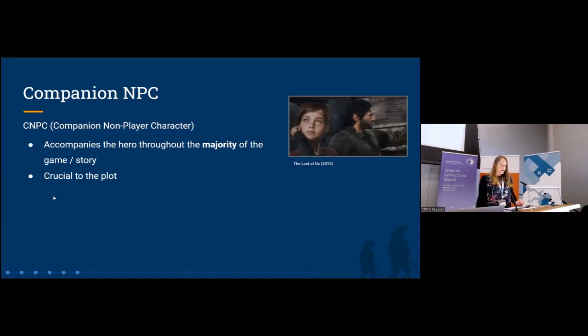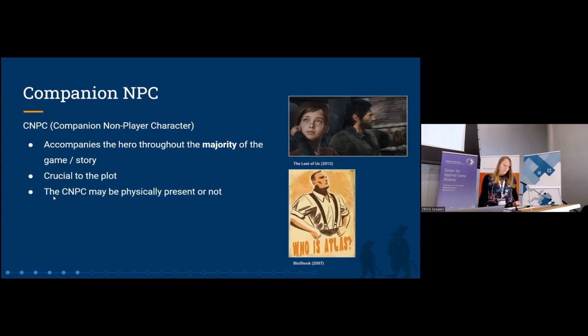CNPC. A good example for this is the character of Ellie from The Last of Us, who serves as a MacGuffin that drives the plot forward. Third, the companion may be present physically next to the hero, like Ellie, or be present only auditorily, like Atlas in BioShock. Finally, our focus was on games that feature a single companion character as our CNPC.